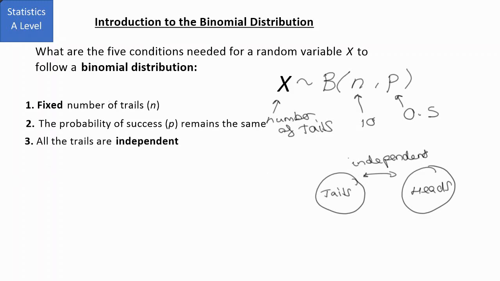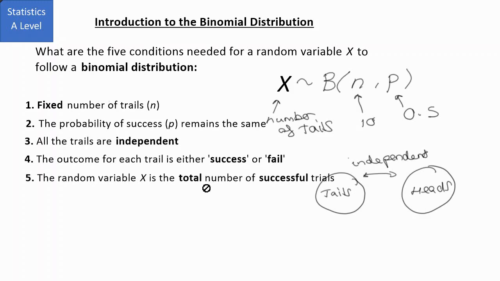Okay, now the next condition is that the outcome for each trial is either success or fail. Now in this scenario, when we're looking for the number of tails, this would be a success and this would be a fail. So you can only have 2 outcomes. You either get what you want or you don't. And the last one is that the random variable x is the total number of successes. So it just means, like we said here, it's the number of tails. We defined tails as being a success. So in the next part of the video, we're going to try a question involving the binomial distribution.